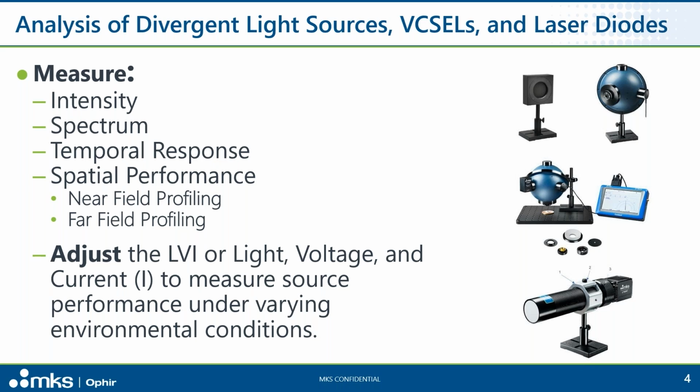One of the acronyms you will hear is LIV. LIV stands for light, current, and voltage. Light-producing devices are measured under varying conditions of electrical drive and temperature. Environmental conditions are important in testing, including assessing these parameters over a wide range of temperature and other environmental constraints.